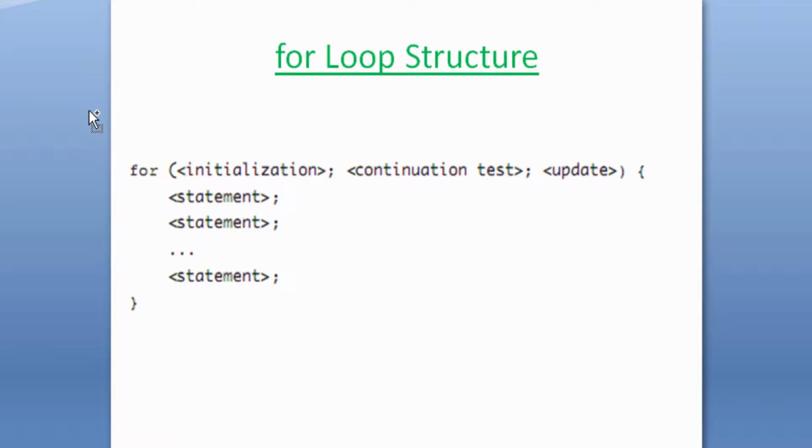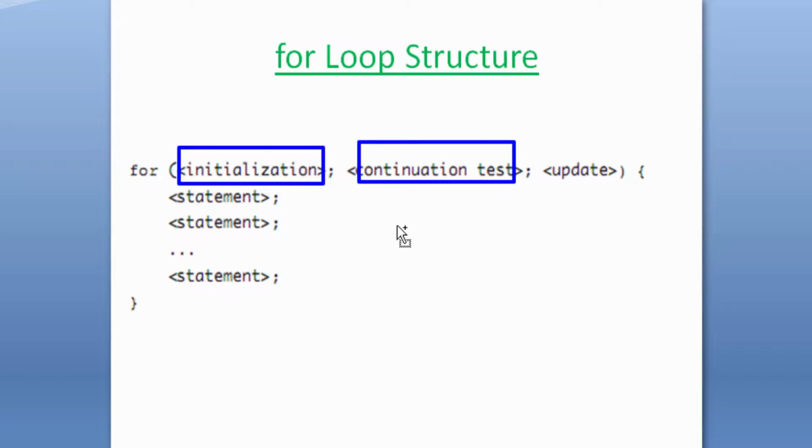Friends, today we are going to learn about for loop. It is also a loop just like while loop, and its structure is a little bit different than while loop. In for loop, first we have to initialize a variable. We have to declare and initialize a variable. Then after initialization, we perform a continuation test.